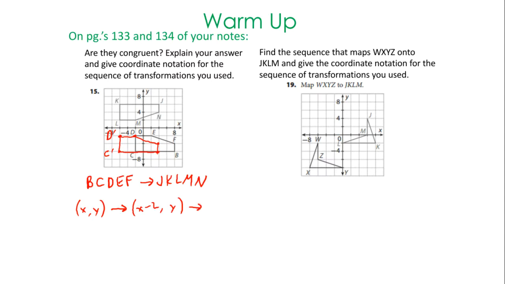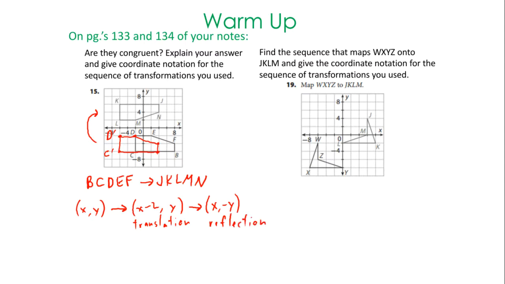And now from there, we're going to observe that there's now a reflection. The stuff on the bottom gets flipped up to the top. And so we're reflecting over the x-axis, and the notation for that would be x comma negative y. So they are congruent, and the reason is because there are 2 transformations. One of them is a translation, and the other is a reflection.